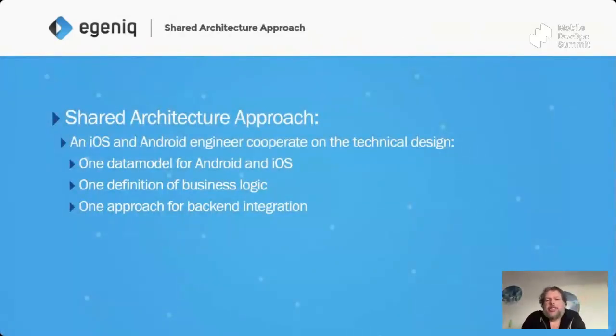So what does the shared architecture approach mean? Shared architecture basically means that we optimize the commonalities between the platforms. In the shared architecture approach, an iOS and an Android engineer together create the technical design for both apps. So the data model could be the same on Android and iOS. There's only one definition of how the business logic should work. There's only one approach to working with the backend. All of these things are not very iOS or Android specific. And in the shared architecture approach, together, you basically set the stage for the development on top of this architecture.